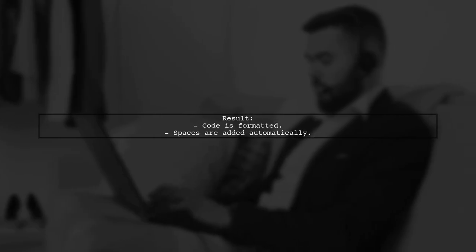To auto-format your code on Windows, press Ctrl, Shift, and F together. On a Mac, use Command, Shift, and F. Using these shortcuts will format your code and automatically add the necessary spaces.